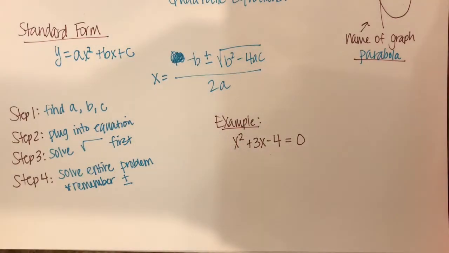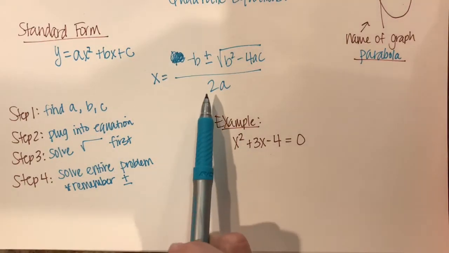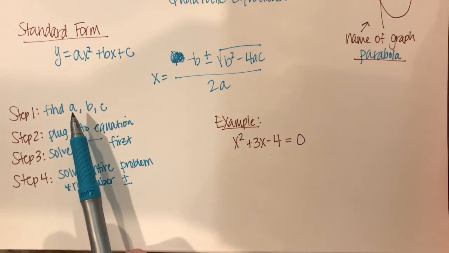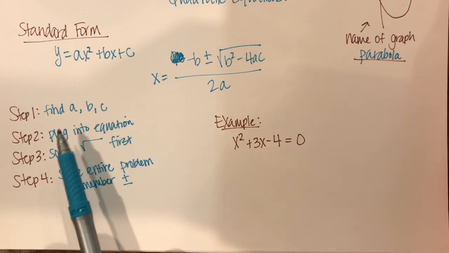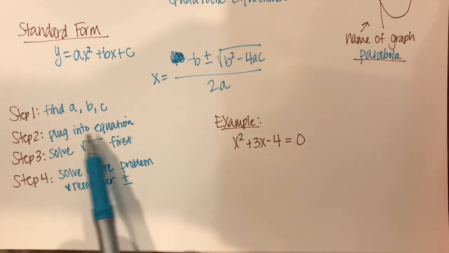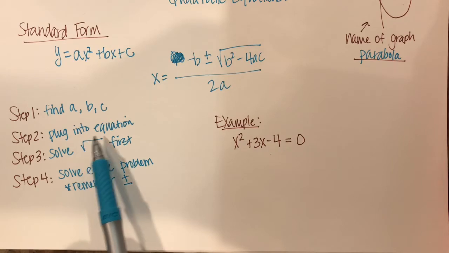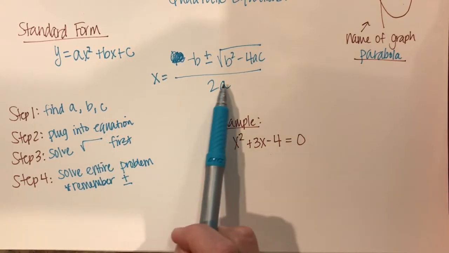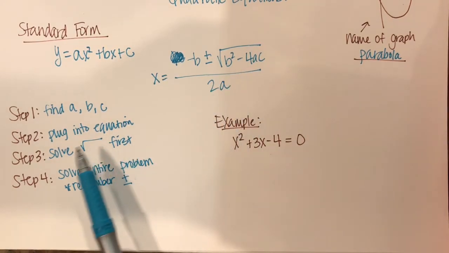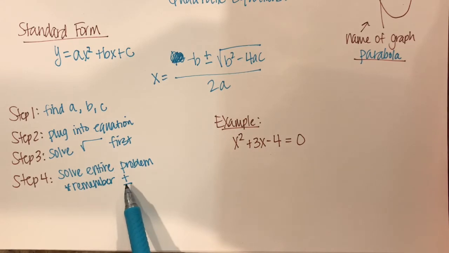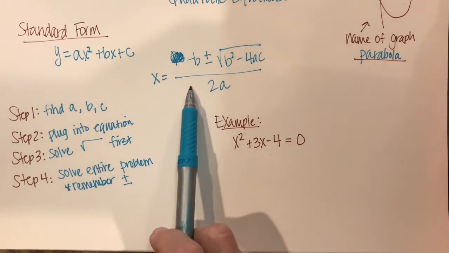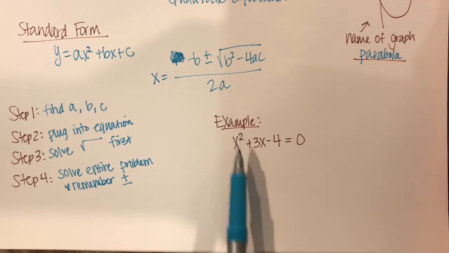The 4 steps that are going to help you solve this quadratic formula: the first thing you want to determine is what is your a, b, and c. Then you want to plug those numbers into the equation. I think it's important to solve the square root part first and then finish the entire problem. And remember this plus or minus. We'll talk about how to do that as we solve this problem.